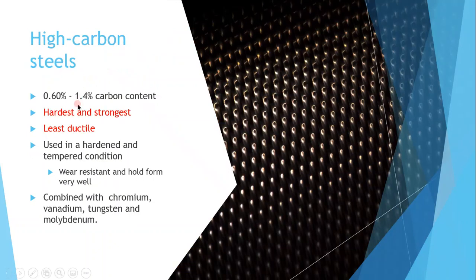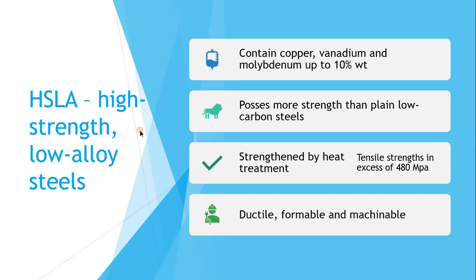So high carbon steels. Oh, no, it's high carbon. My apologies. These things have a 0.60 to 1.4% carbon content. They're the hardest and the strongest. They're not that ductile. They're used in a hardened and tempered condition, so they're wear resistant, hold form very well. They usually combine with chromium, vanadium, tungsten, and molybdenum. I did it. I got it right.